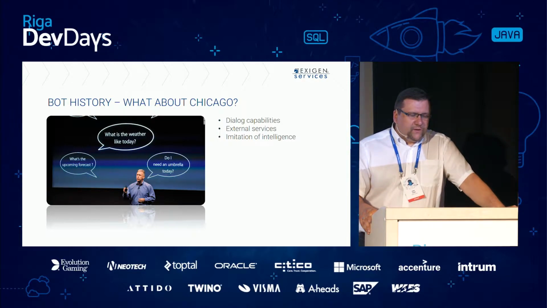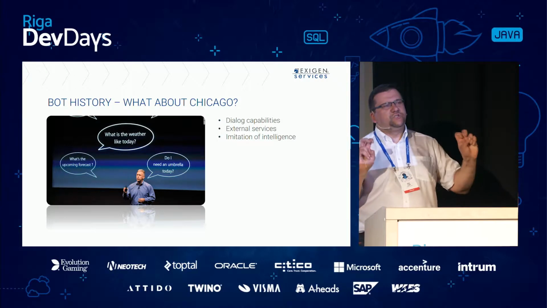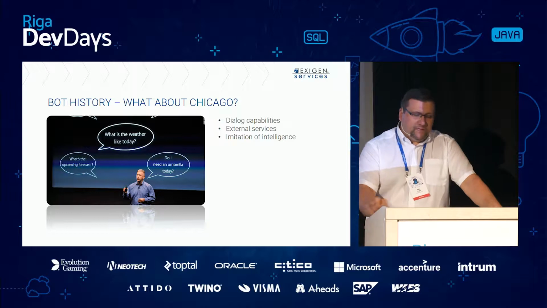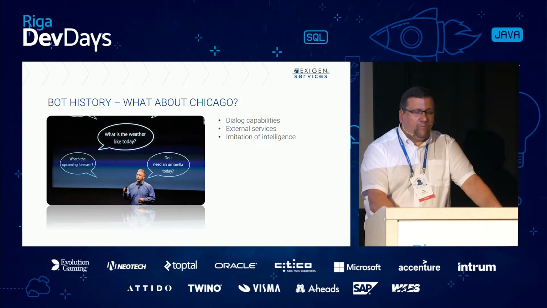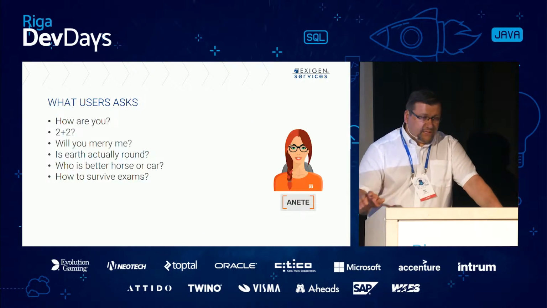Then, of course, a lot of external services started to be used with bots, which I call digital steroids, and that will be my topic. And of course, imitation of intelligence: how good is a bot? We could test it by this imitation of intelligence.